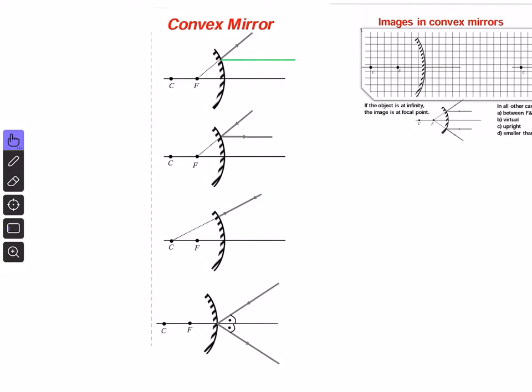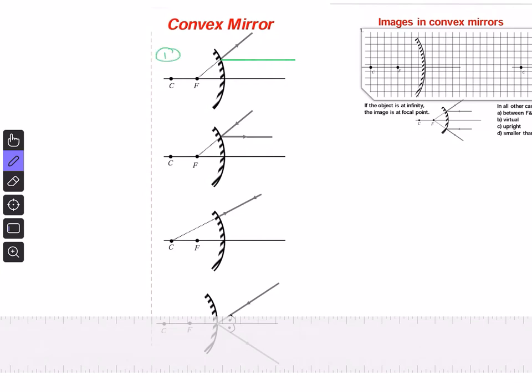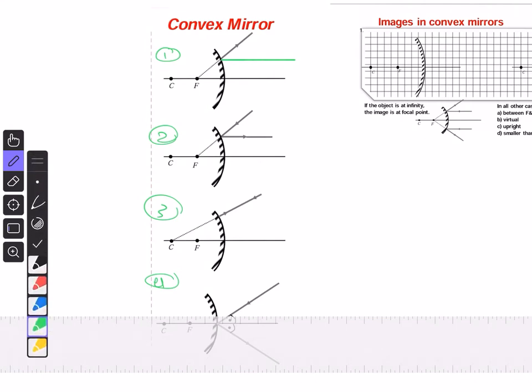In the first case, we had three cases. Let's put this one away. First, second, third, fourth one. Four rules, we can say, or four specific rays. We have it for the concave mirror, and for the convex mirror.